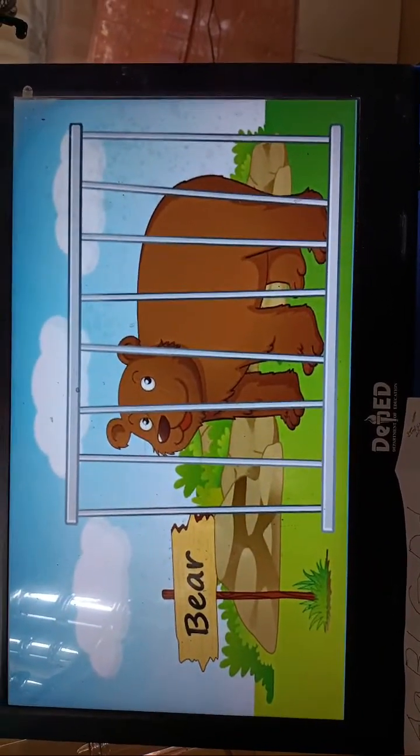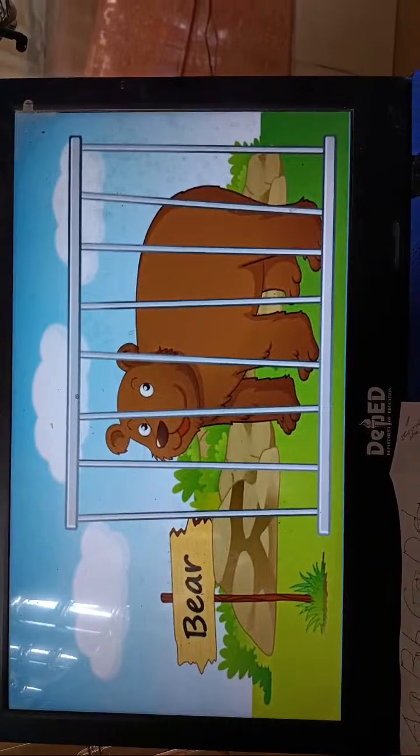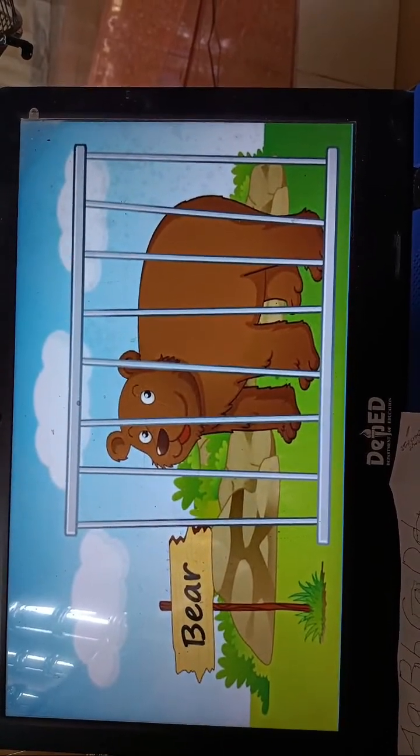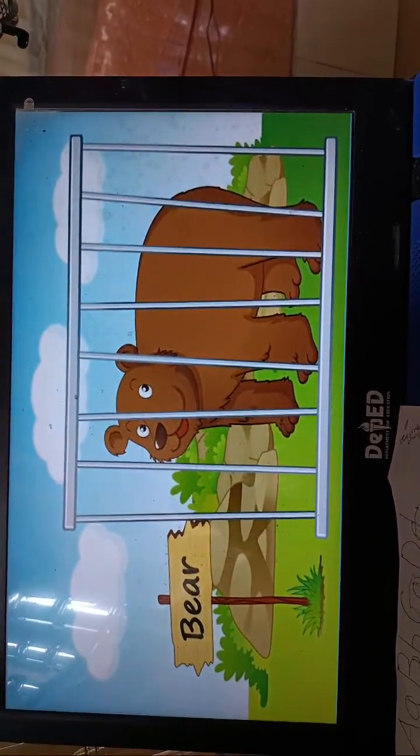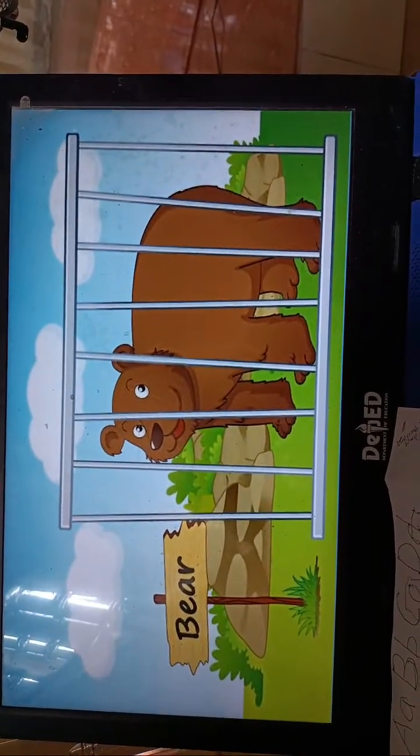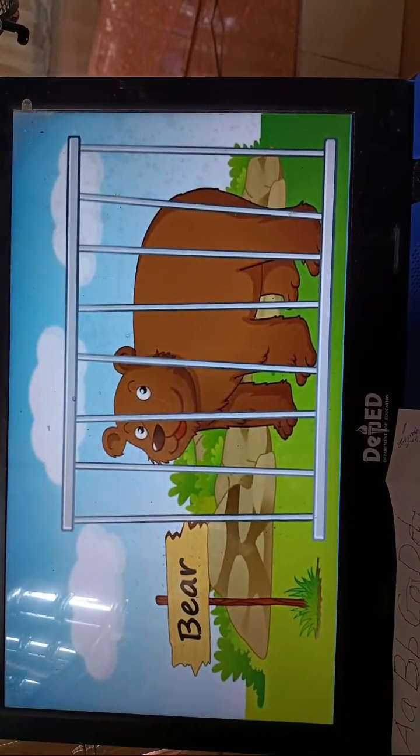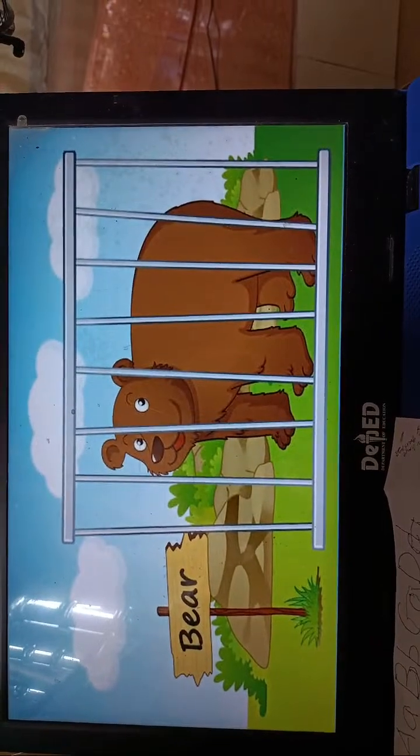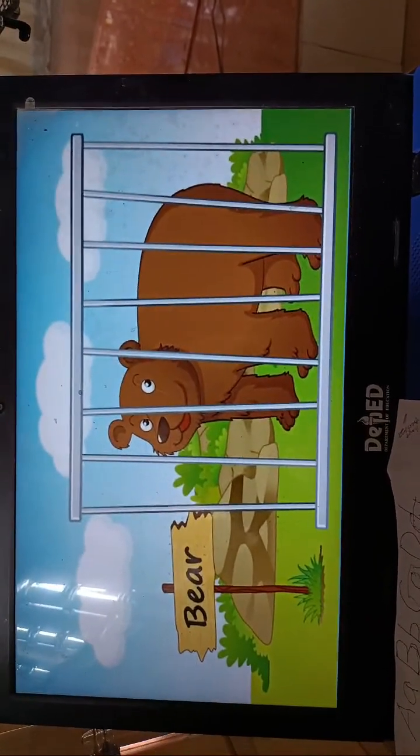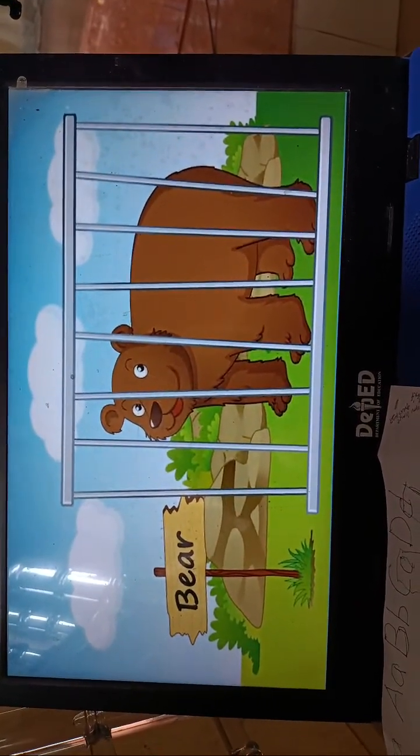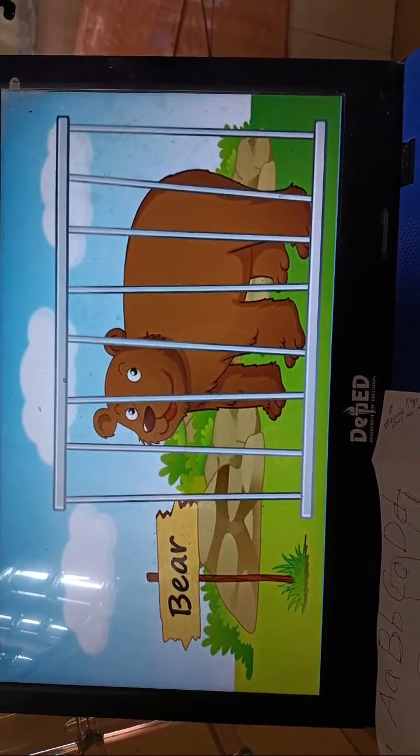Now, I will ask you, how do you think does this bear feel? Do you think he is happy being inside a cage? If you think yes, why do you think it is?